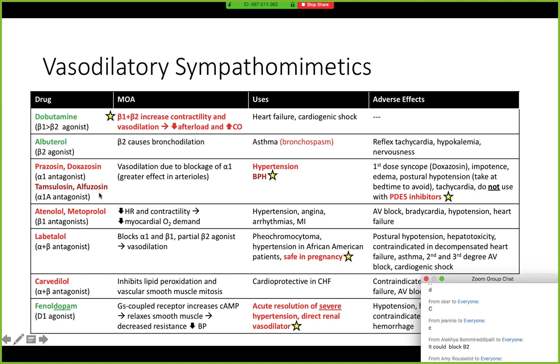But anyways, your alpha-1 antagonists are going to result in vasodilation, and this is due to the blocking of alpha-1. So alpha-1 is your vasoconstrictor. The big thing to know here is that you should avoid using alpha-1 antagonists with your PDE5 inhibitors, and that's, of course, due to all the vasodilation.